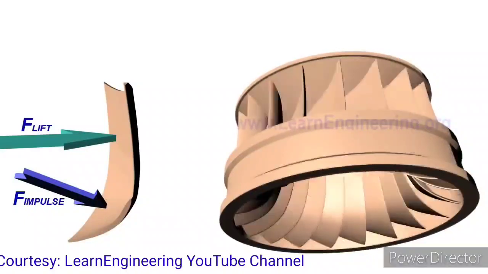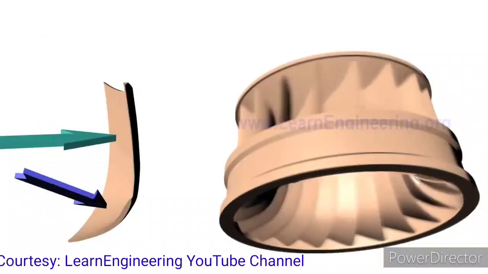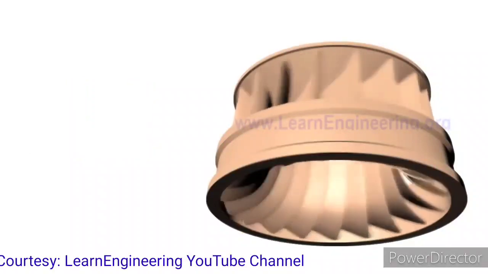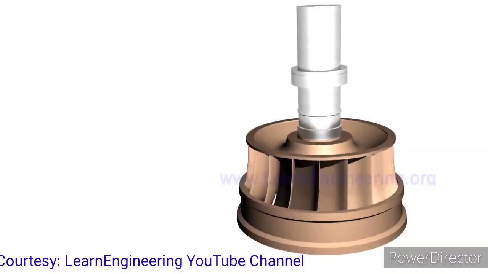So a Francis turbine is not a pure reaction turbine. A portion of force comes from impulse action also. Thus, as water flows over the runner blades, both its kinetic and pressure energy will come down. Since flow enters radially and leaves axially, they are also called mixed flow turbines. The runner is connected to a generator via a shaft for electricity production. This arrangement is fitted inside a spiral casing.